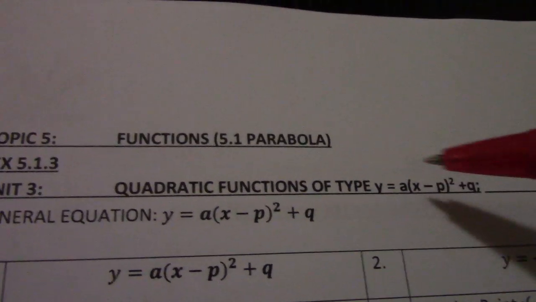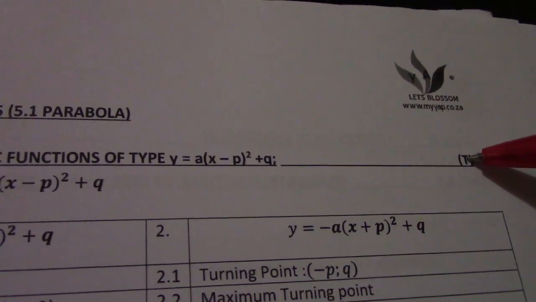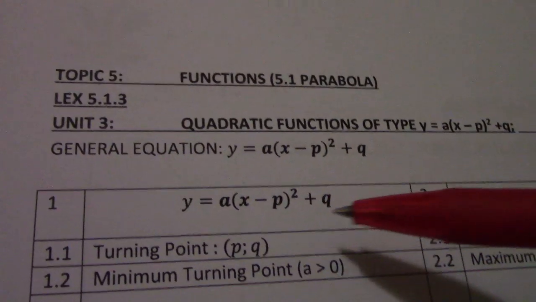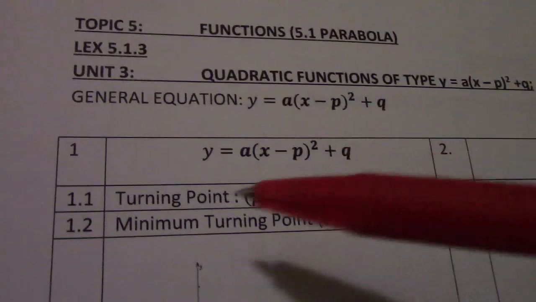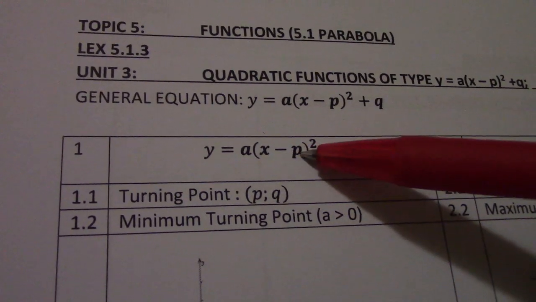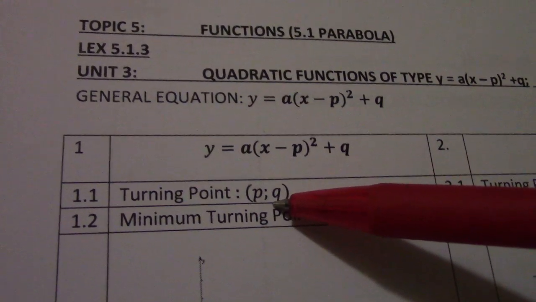We're looking now at quadratic functions of the type y equals a(x minus p) squared plus q. This is considered transitional. So now we're looking at what happens if you completed the square. The equation is given to you in this format with a positive. My turning point will always be p and q. Take note, minus p becomes positive p and q stays as it appears.